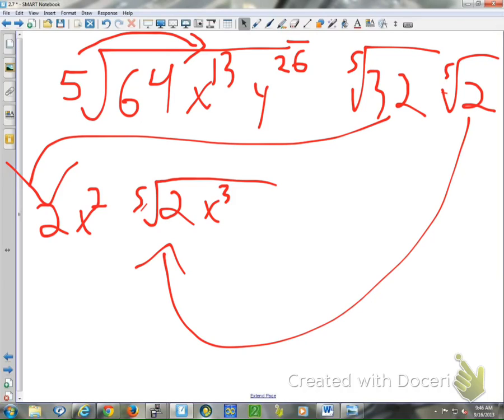Now, 26, how many 5s can I take out of 26? 5, 10, 15, 20, 25. I'm still under 26, so I had to stop there, right? So I took 5 out, and how many were left in? Very good. And you have simplified, believe it or not, this is simplifying, this into 2x squared y to the fifth times the fifth root of 2x cubed y.